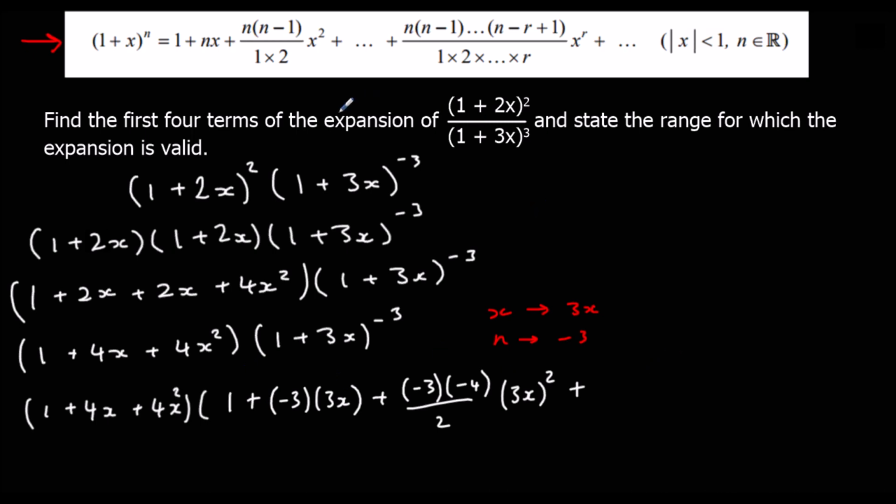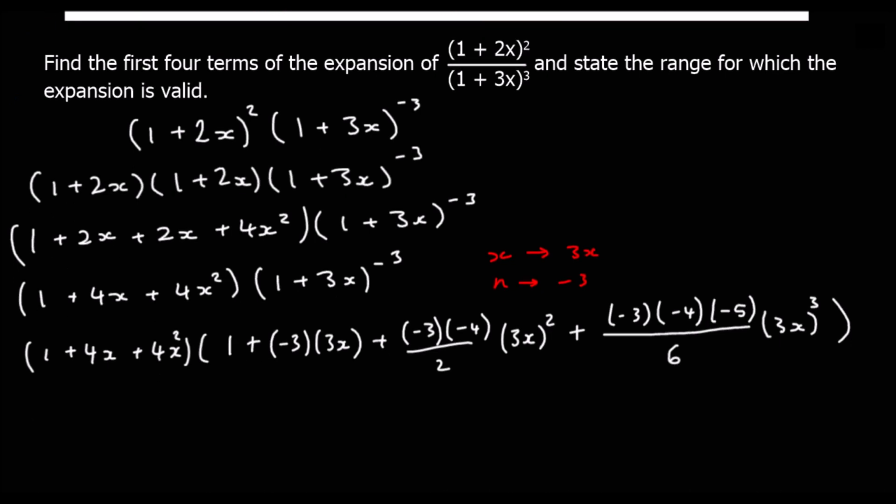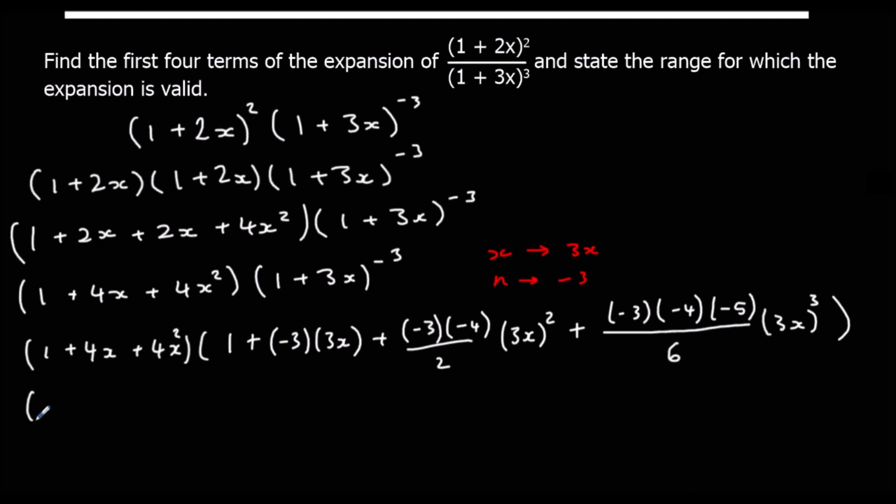The next term is going to be n times n minus 1 times n minus 2 over 1 times 2 times 3. 1 times 2 times 3 is 6, times our x cubed, which is 3x cubed. So now we just need to simplify this. We can use a calculator, so we don't have to do everything in our heads.